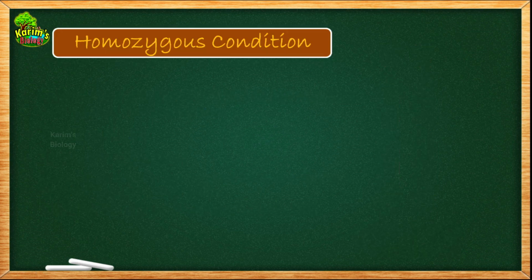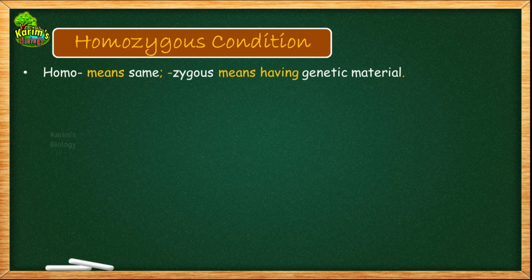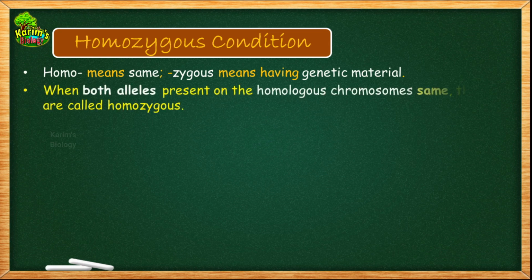Let us move on and find out what is meant by homozygous condition. As I told you, homo means same and zygous means having genetic material. That means when both alleles present on the homologous chromosomes are the same, that condition is called homozygous condition.